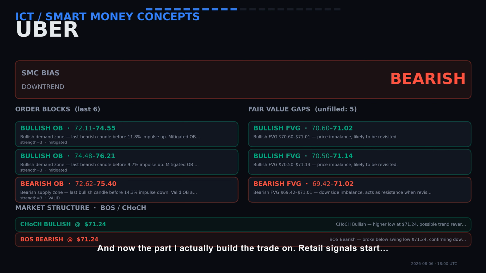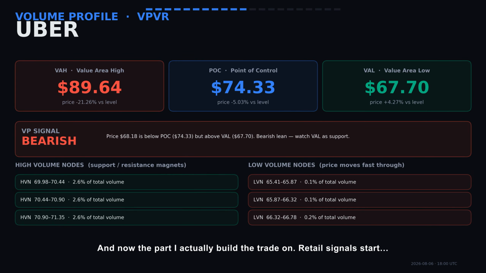Most importantly, we just had a BOS bearish move at 71.24, a key structural signal that smart money traders watch closely. Volume profile now, the map of where the real volume sits and where price tends to gravitate. The point of control, the most traded price, is at 74.33. The value area runs from 67.70 on the low side to 89.64 on the high side, meaning 70% of all volume traded inside that zone.